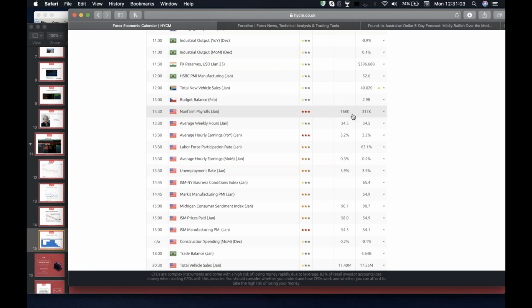We also have the wages were very good. Look at last month's data, it was excellent for December. 312,000 jobs were added. Average hourly earnings up 0.4%. Unemployment rate was good. Everything was very strong. So this month is not expected to be such a strong reading. We've got 168,000 versus 312,000, and average hourly earnings expected to be 0.3% versus 0.4%.